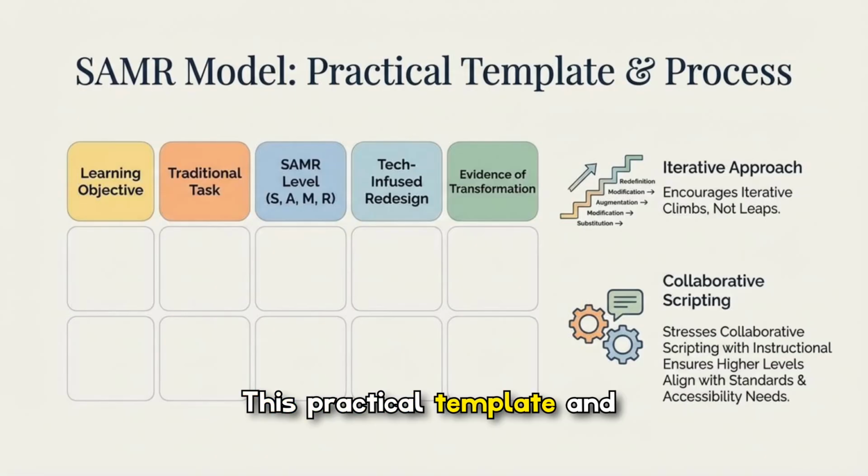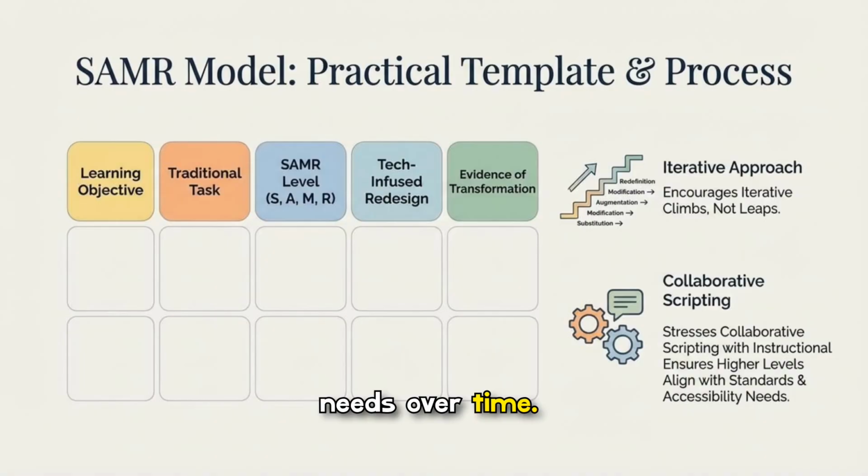This practical template and process slide offers a ready-made way to plan. Pair learning objectives with traditional tasks, assign a SAMR level, sketch a tech-infused redesign, and capture evidence of transformation. The graphic encourages an iterative climb toward redefinition and emphasizes collaborative scripting so units align with standards and accessibility needs over time.